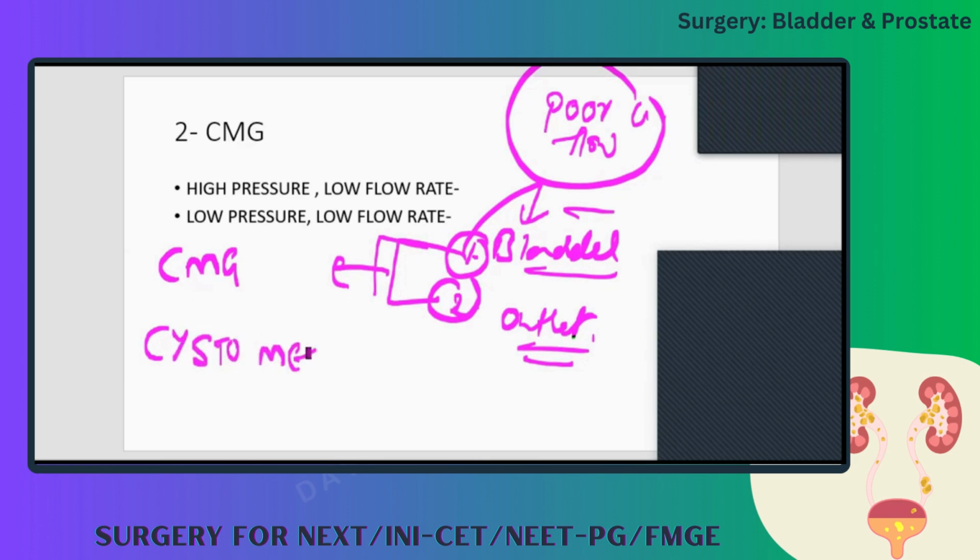Cystometrogram. Very good. It is nothing but a test to measure the pressures in the bladder. So suppose there is high pressure and low flow: the bladder is pumping nicely, but there is low flow. What does it mean?